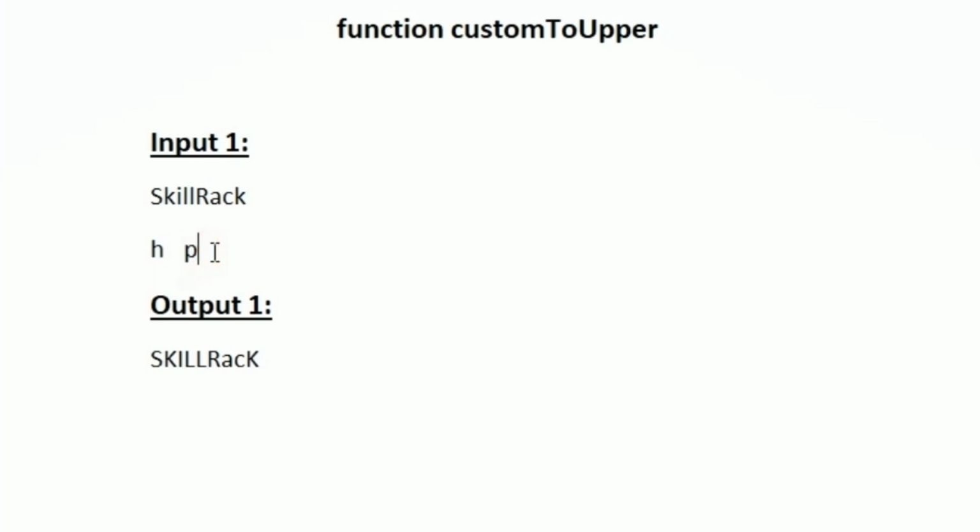Now we have to create the range of characters between these two characters. So the characters present between H and P are H, and then I, J, K, L, M, N, O and P. So these are the characters present in this range, H to P. Now what we have to do is, if any character in the input string is present in this range, then we have to toggle it to uppercase.